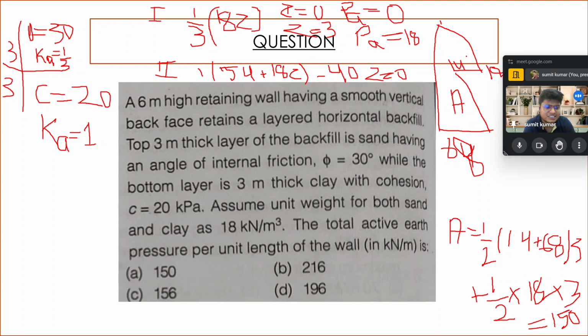The top section is the triangle, that is 1 by 2 into 18 into 3. When we add these two areas, we are going to get 150. So the option A is going to be our correct answer.